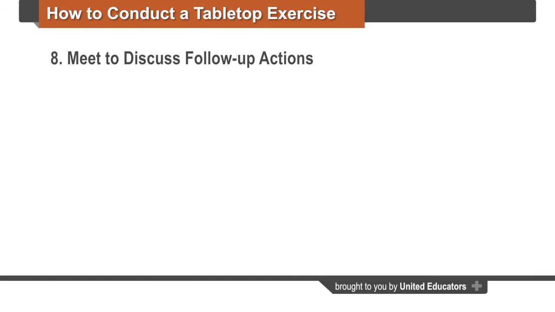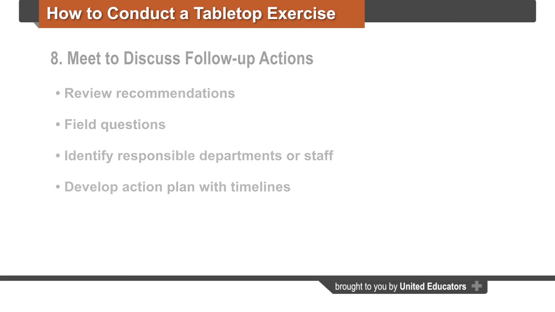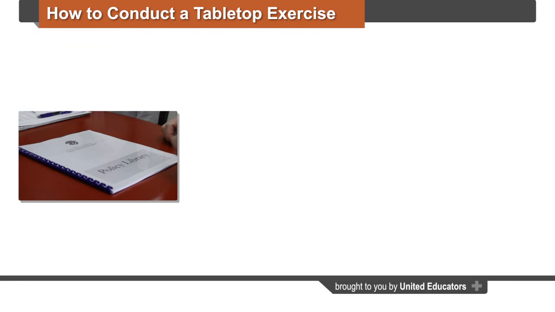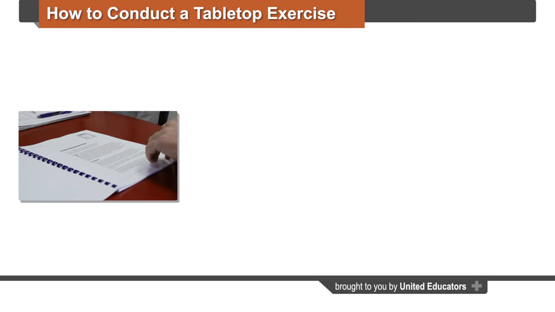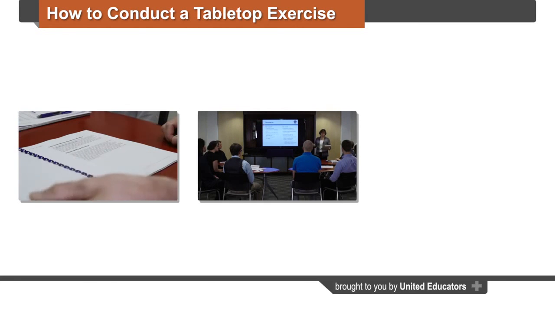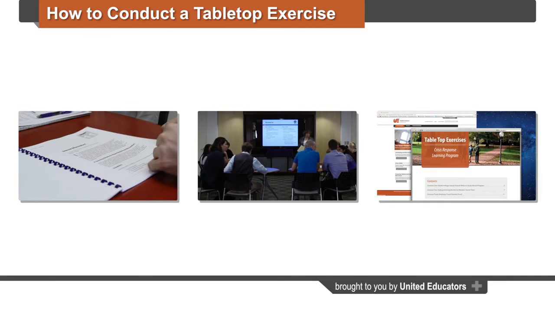Once the report is complete, schedule a meeting with the exercise participants to review the report and its recommendations. Answer participant questions. Identify the departments or staff responsible for executing the recommendations. Develop a plan with timelines for completing recommendations. Practicing your institution's crisis response plan is critical to providing an effective response in the face of an actual crisis. Hopefully, after watching this tutorial, your crisis response team will take the next step and make tabletop exercises a regular practice at your institution. Be sure to review the additional resources available as part of the Crisis Response Learning Program.